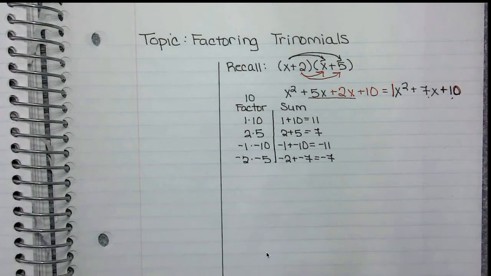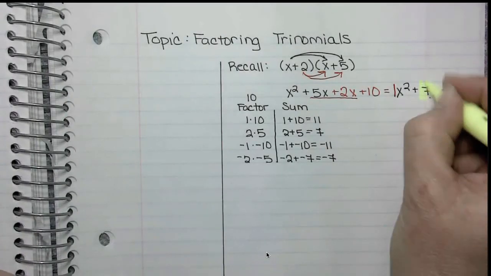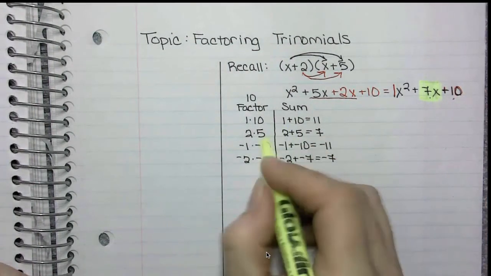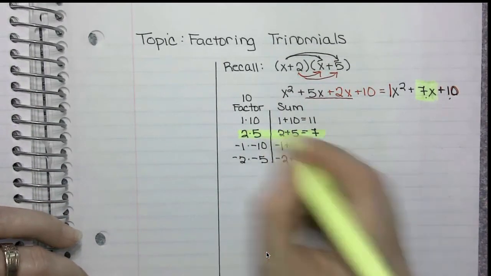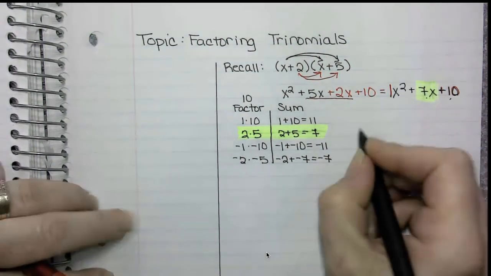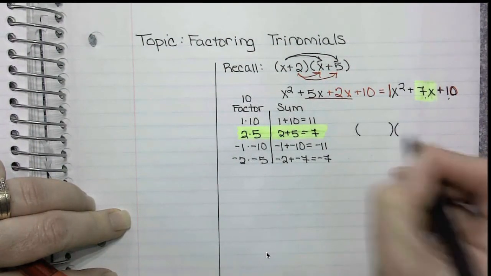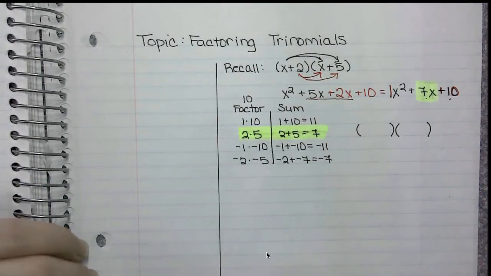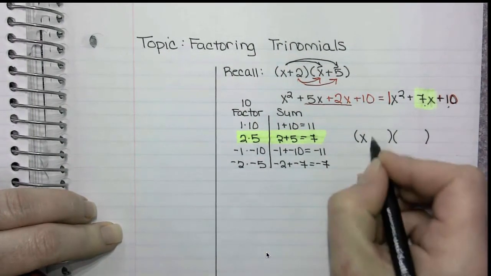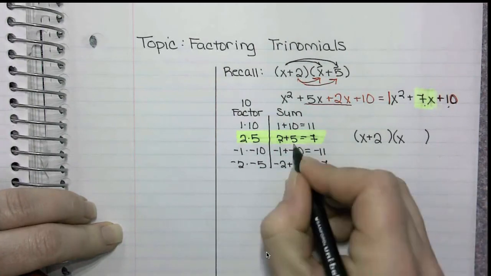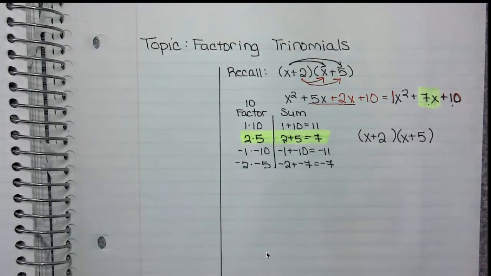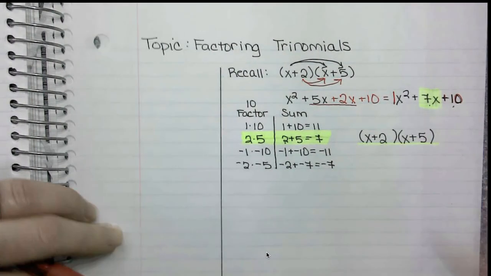What we're trying to get a sum of is this middle term, the thing connected to my x. So if I look in my table, my factors 2 and 5, positive, give me a sum of 7, which is what I want. So I simply write my parentheses for my binomials, and then I'm going to have x plus 2 times x plus 5. And so we have factored the trinomial. And we're going to look at several examples of this.